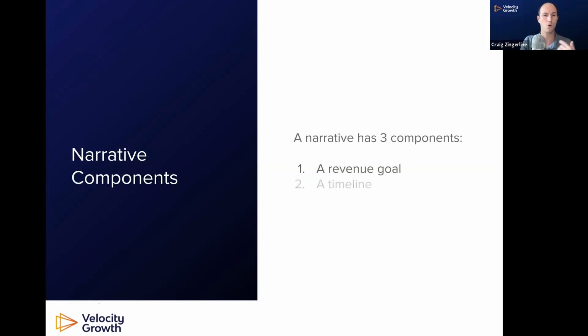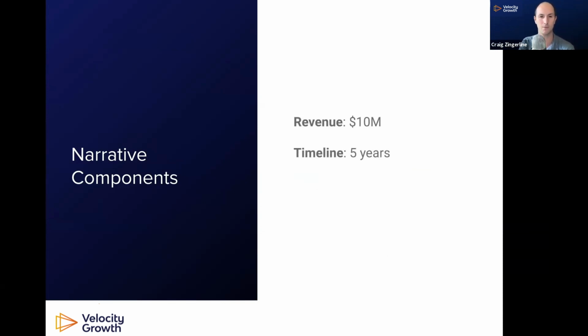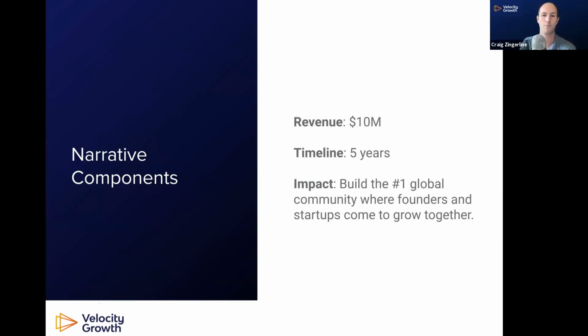Now there's a revenue goal, a timeline, and a qualitative impact. Again, this is a business. There's humans involved. So what's the qualitative impact? Revenue is 10 million, timeline is 5 years, and impact is part of our core value: build the #1 global community where founders and startups come to grow together.